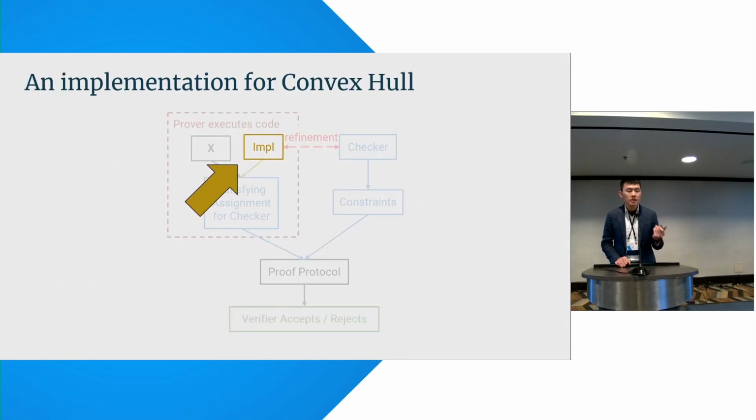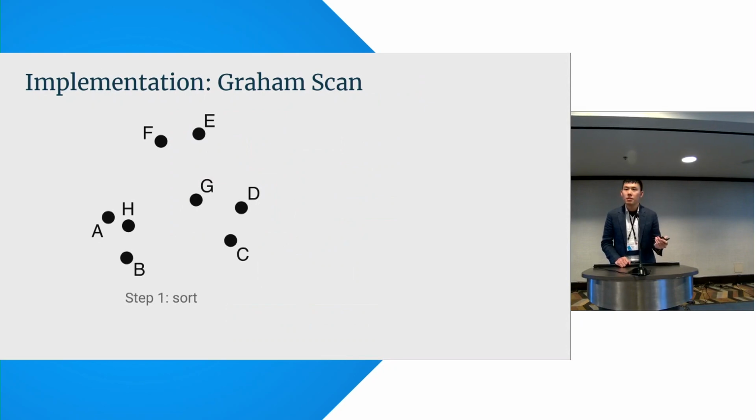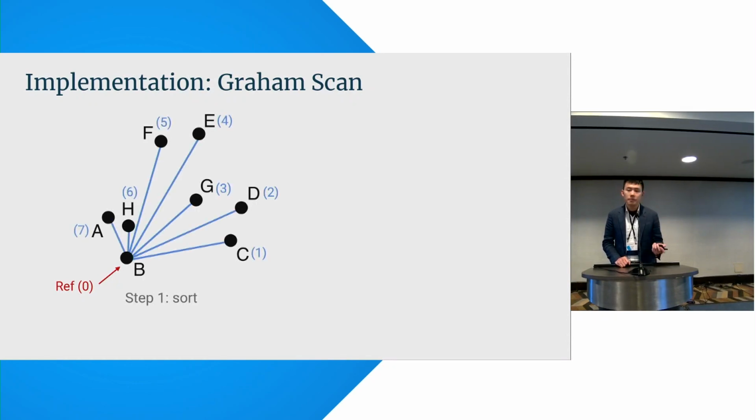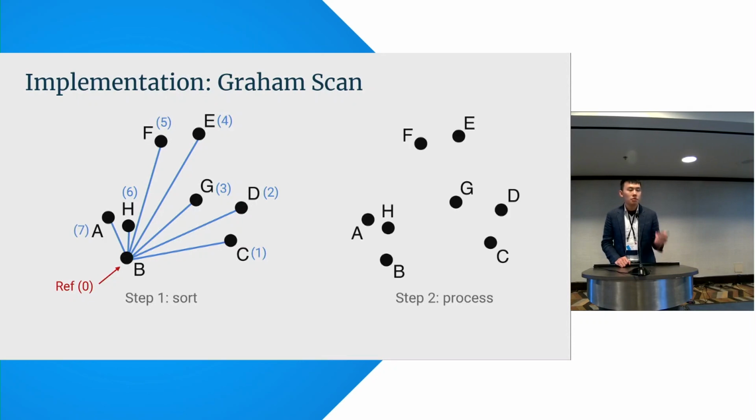Now, for the implementation of the Convex Hull problem, we choose Graham scan, which is a popular algorithm that solves this exact problem. There are 2 steps in Graham scan. In step 1, we're going to find the bottommost node. Using that as reference, we sort the remaining nodes in counterclockwise order. Once we obtain this ordering, in step 2, we're going to process these nodes in that order. You can see step 2 in action here.